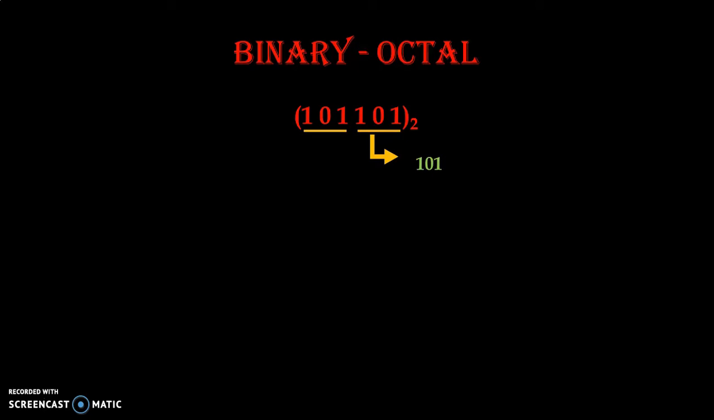101, we have taken one group. Second group, that is 101. We have separated two groups. And now we need to convert from group of 3 binary bit into equivalent decimal number. So 101, as I said, that is 4 plus 0 plus 1, that is 5. Same way 101 again, so it is 5.